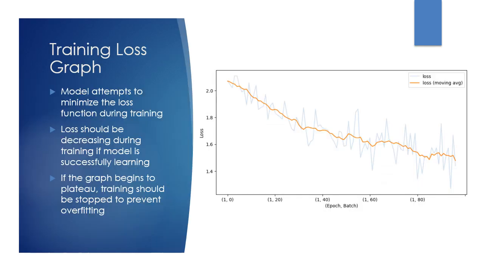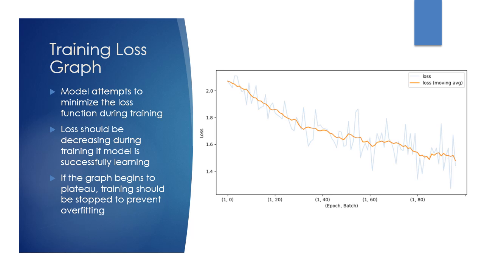Another visualization I used is the training loss graph. So during the training, the model attempts to minimize the loss function. The loss is pretty much the difference between the predicted probability and the actual class. So it's a measure of error between the predictions versus the actual observations, specifically the predicted probability versus the actual observations.